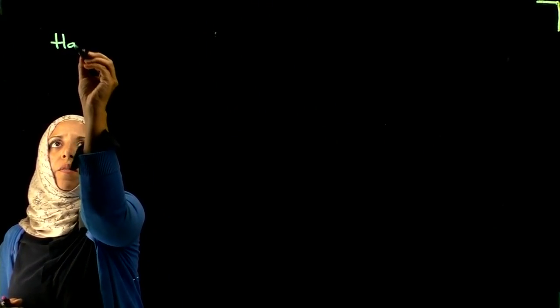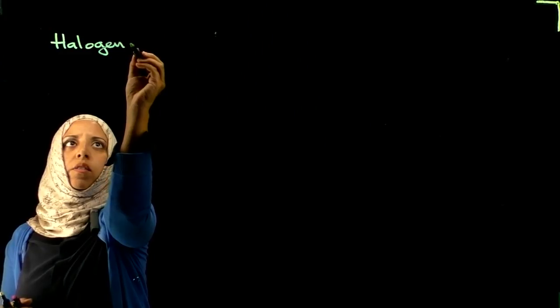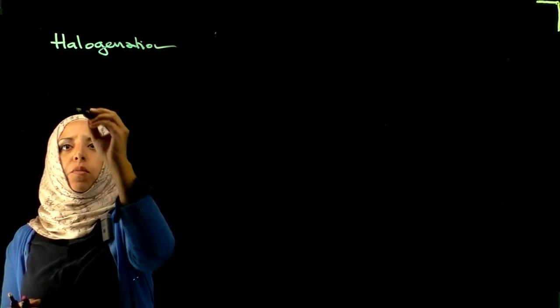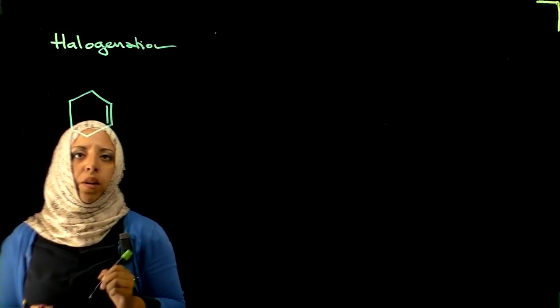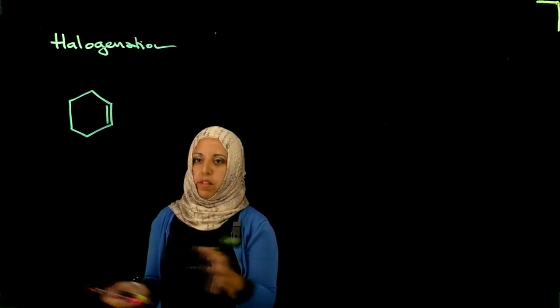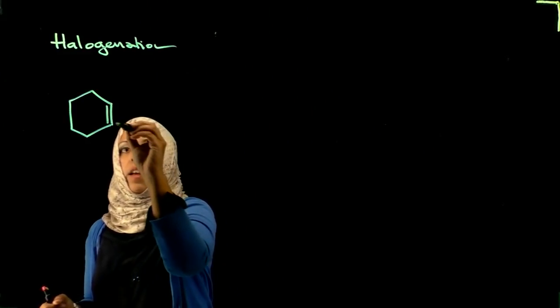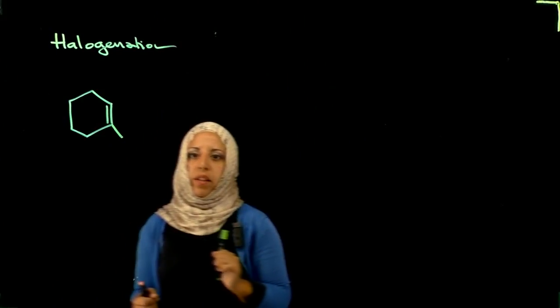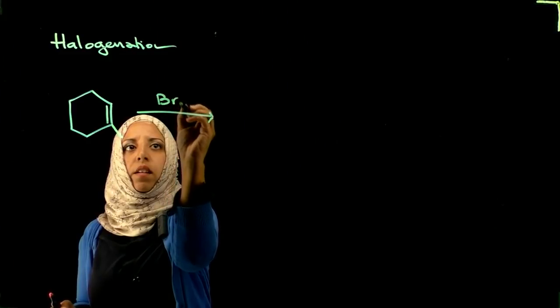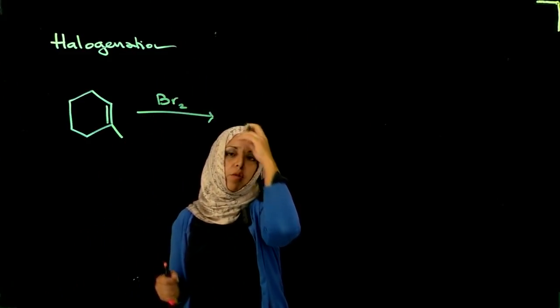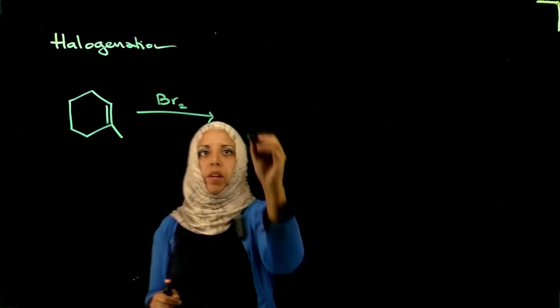Okay, so now we're going to consider halogenation reactions. What if you wanted to add two halogens across a carbon-carbon bond? Halogenation. So suppose we start with cyclohexene, and we will just make it into a methyl cyclohexene, right? And we are adding Br2, right? So in halogenations, we're adding two halogens across a carbon-carbon bond.